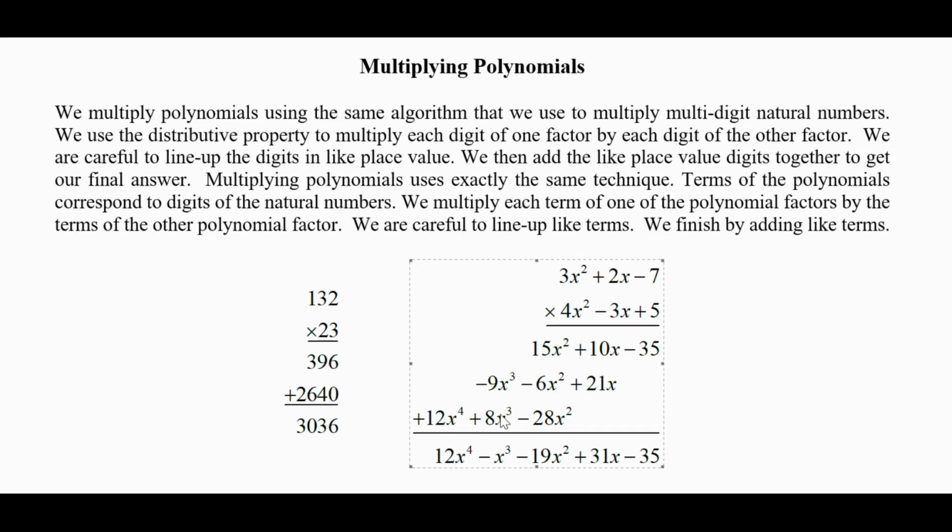We have 12x to the fourth. Add these together, we get a negative 1x cubed. Add all three of those coefficients together, it's negative 19x squared, 31x, and minus 35. So that's just basic polynomial multiplication.